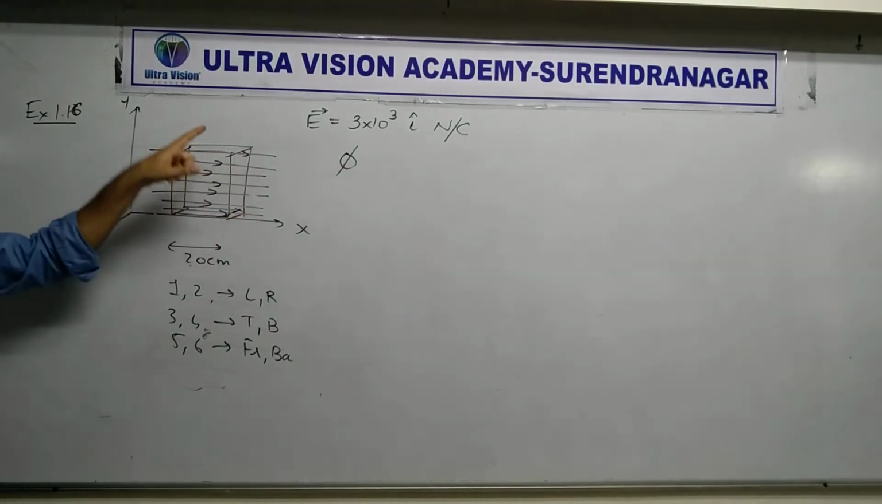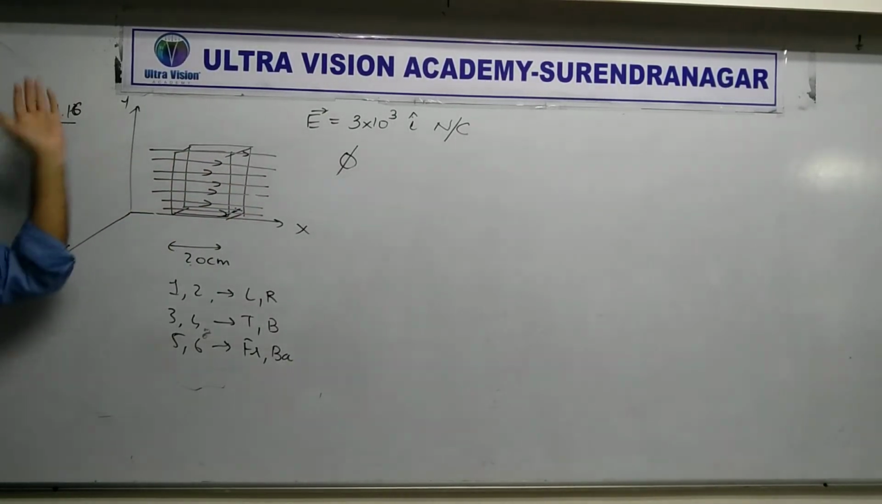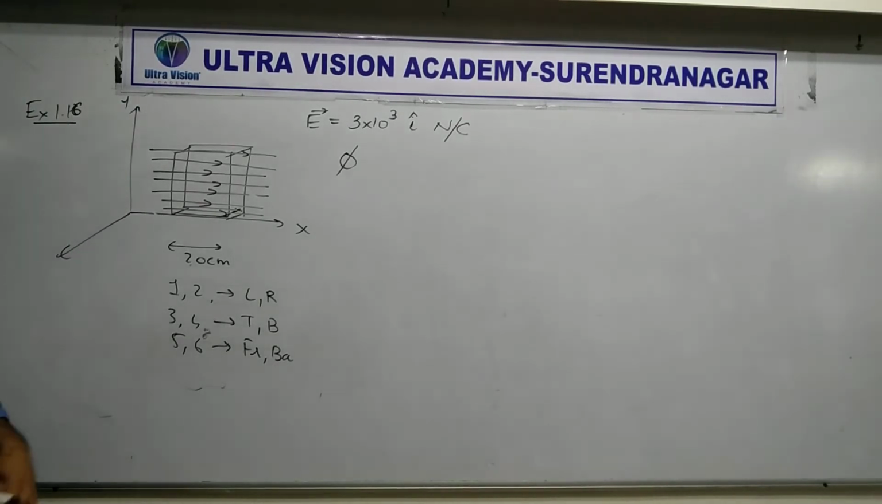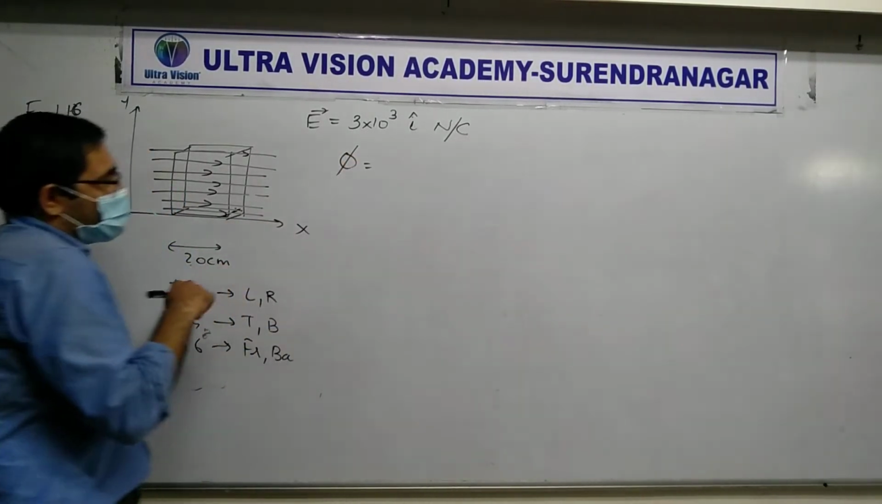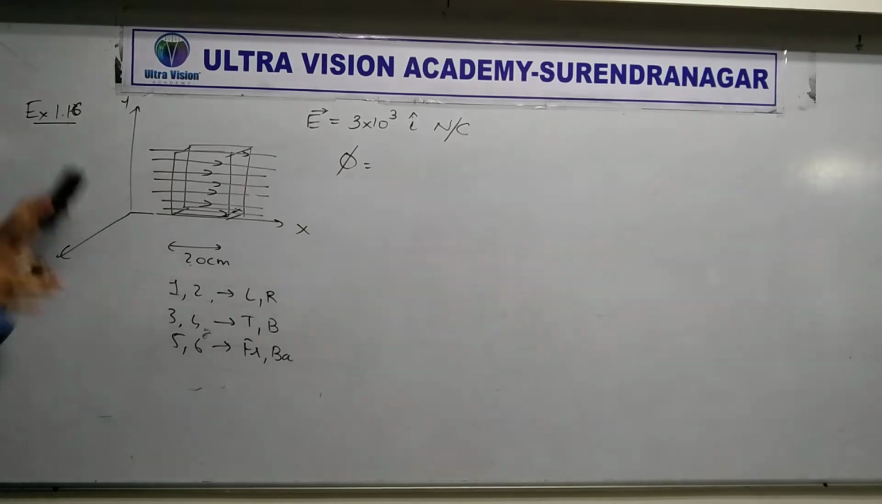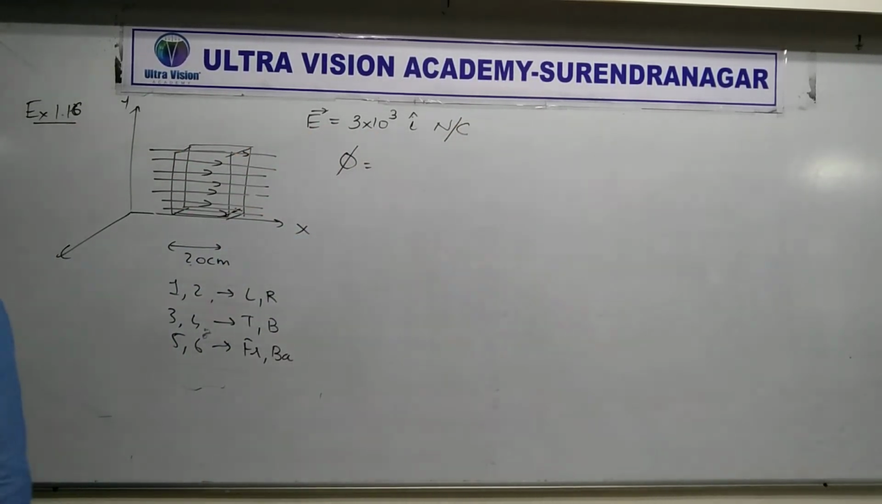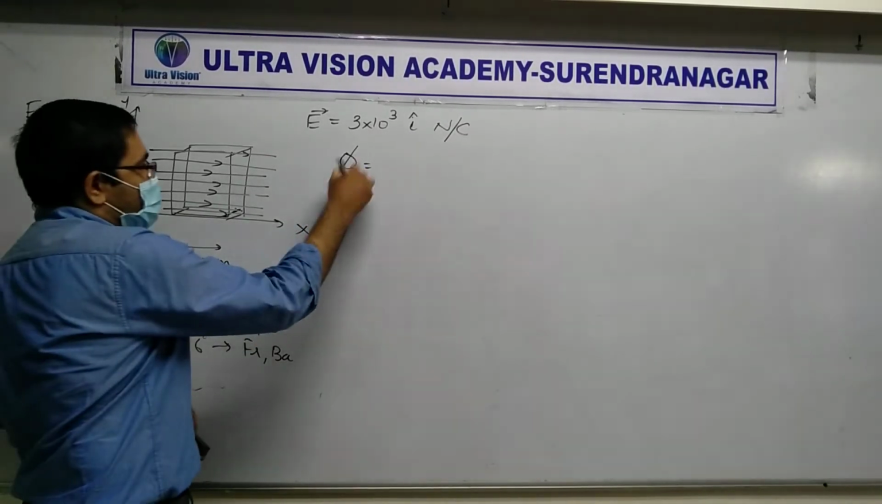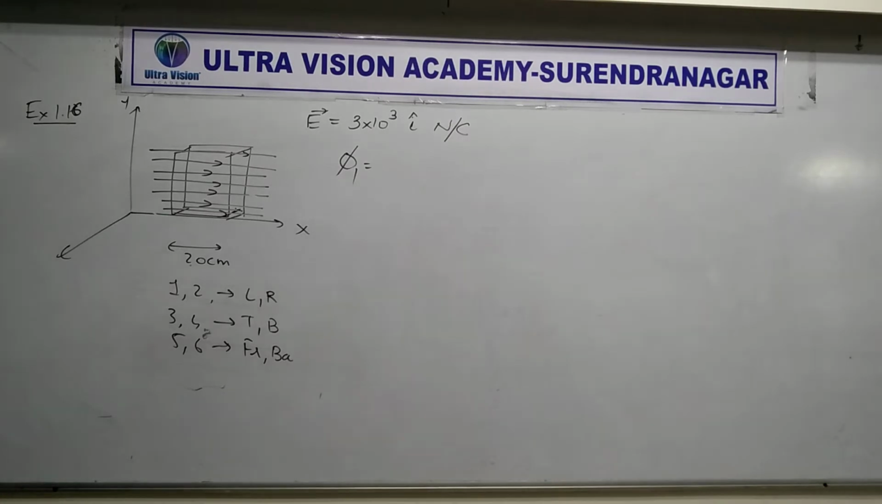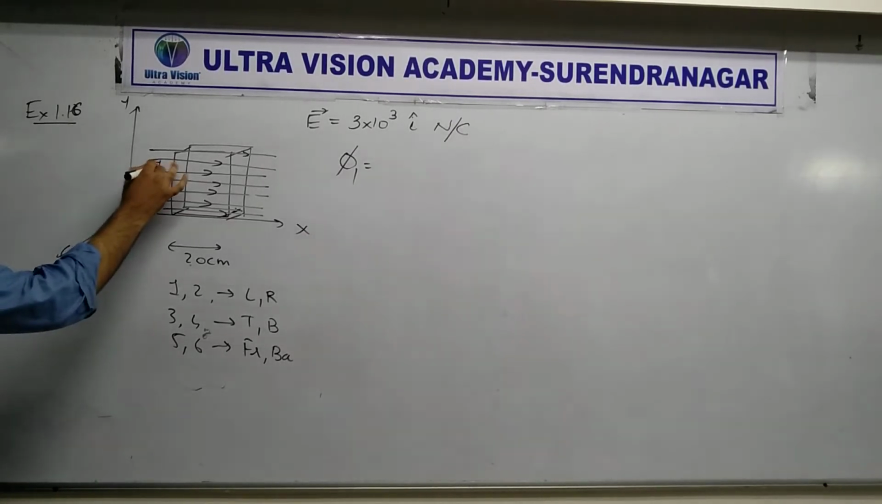1, 2, 3, 4, 5 is here, 6 is. Let's find out flux. Do you realize that if I want to find the flux for the whole thing, the idea should be to add 1, 2, 3, 4, 5, 6. Clear? Yes. So let's find out phi 1. Where's 1? 1 is on this side.